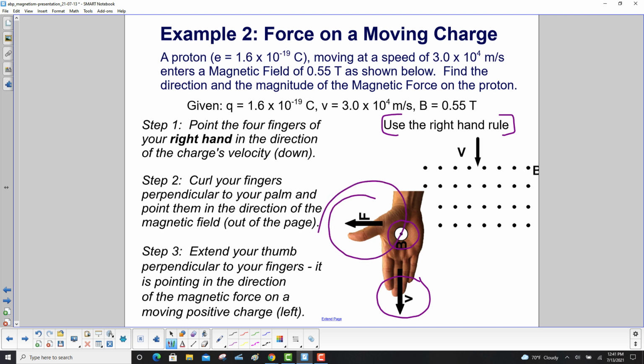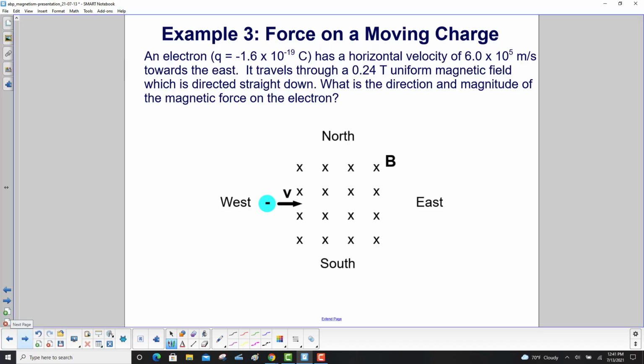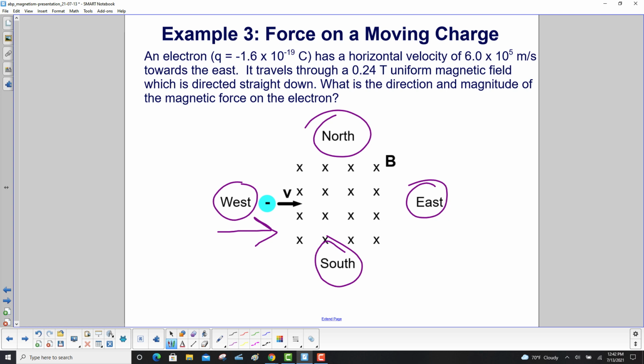An electron, whose charge is minus 1.6 times 10 to the minus 19th coulombs, has a horizontal velocity of 6 times 10 to the 5th meters per second towards the east. So now you have to know the compass rose, right? North, east, south, and west. And if you take the first letter of each one of them, it spells NEWS.